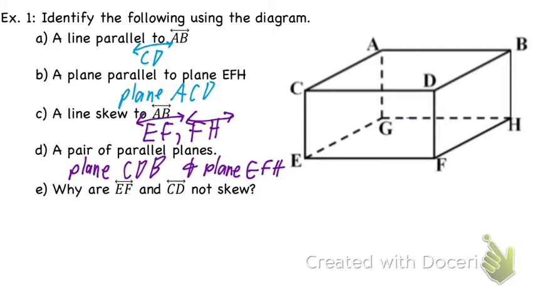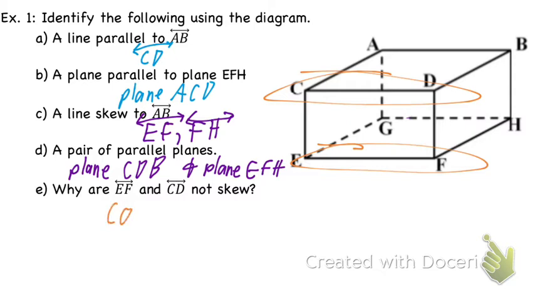Alright. Letter E or number 5 or number 6 for you. Why are lines EF and CD not skew? Okay, Elizabeth. They're on the same plane. They're coplanar. Okay, so what are they? They are parallel. Yep, very good.